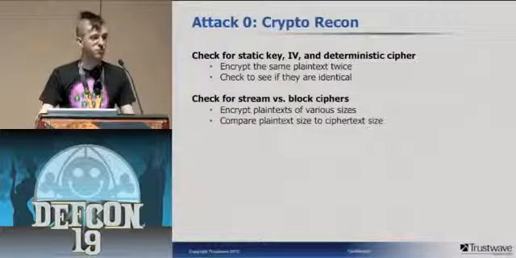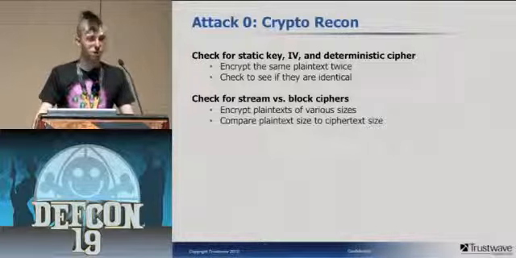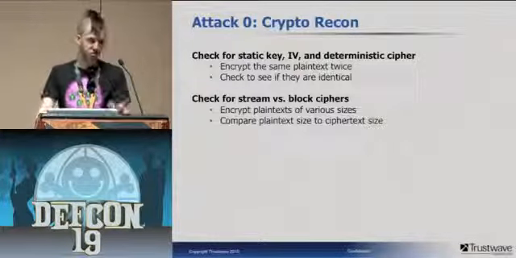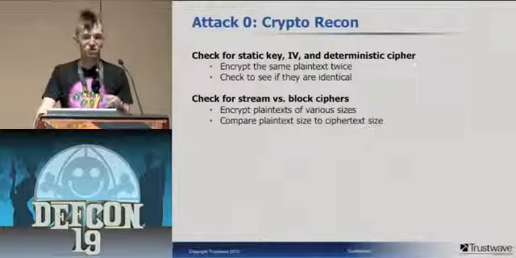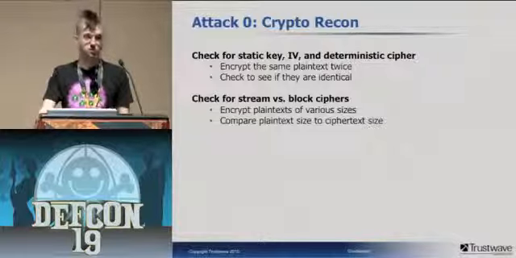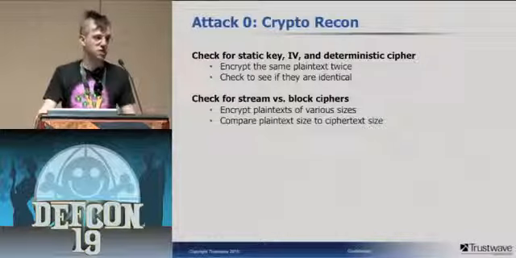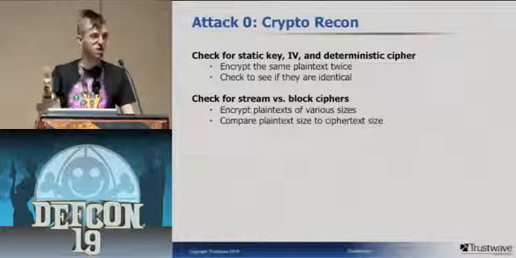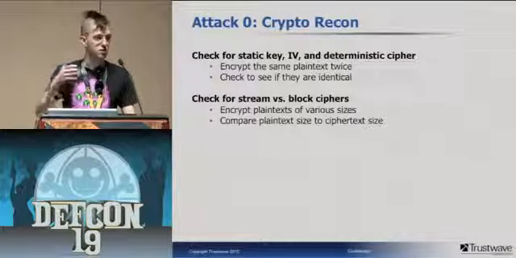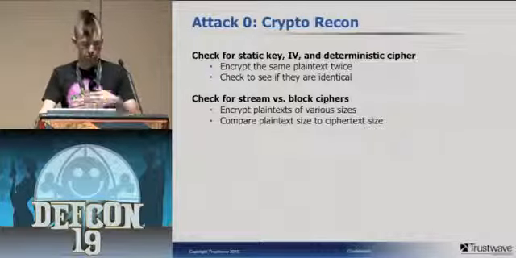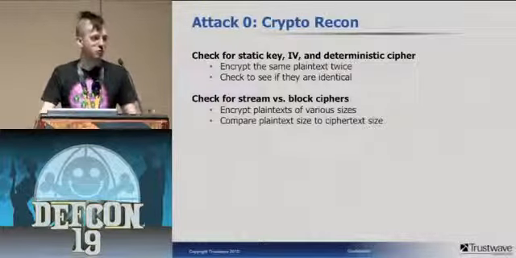You can also check for stream versus block ciphers. This is pretty easy to tell. You can encrypt some piece of plain text, and if the size is dependent on the size of the plain text divided by 8 or 16 or something like that, then it's a block cipher. And if it just grows with the plain text, no matter how many bytes you're tacking onto the end of it, linear relationship, you have a stream cipher.